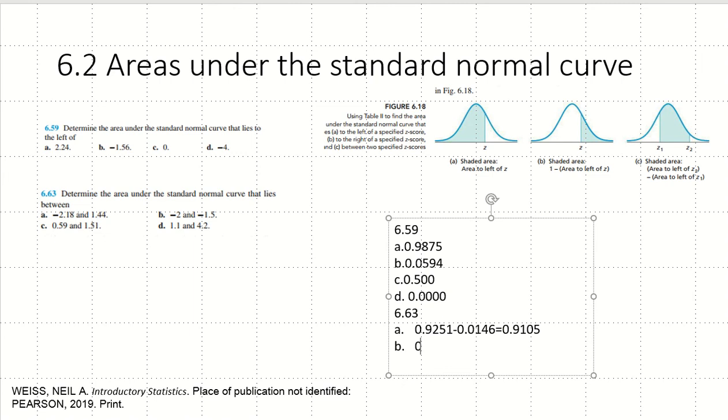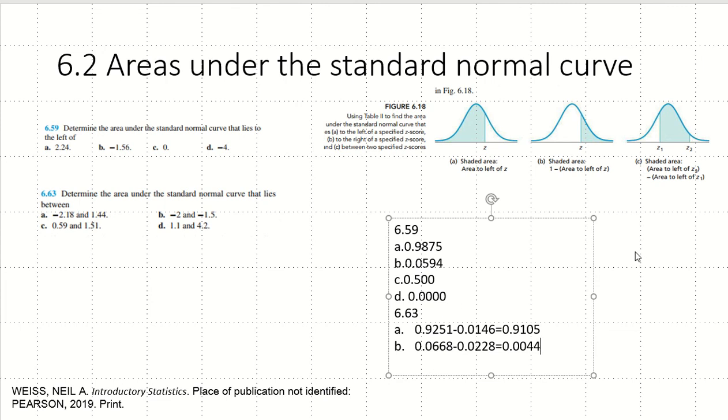So it'll be 0.0668 minus 0.0228, and that gives us 0.0440. Okay.